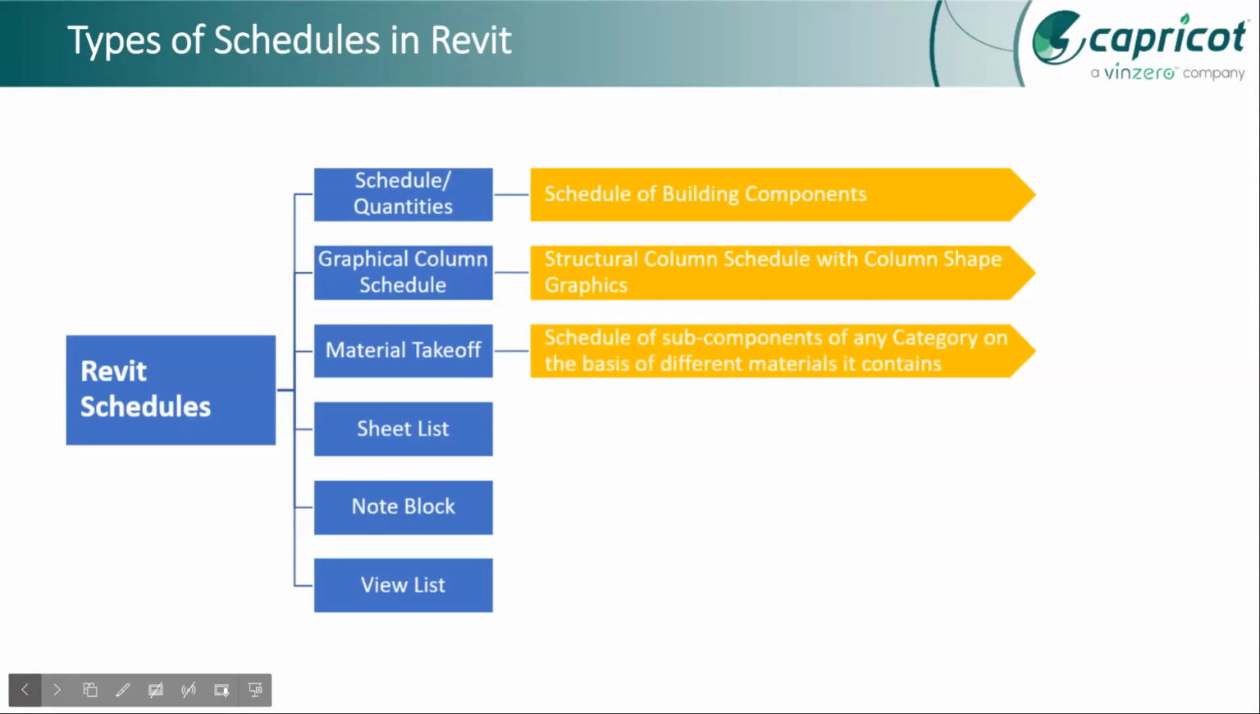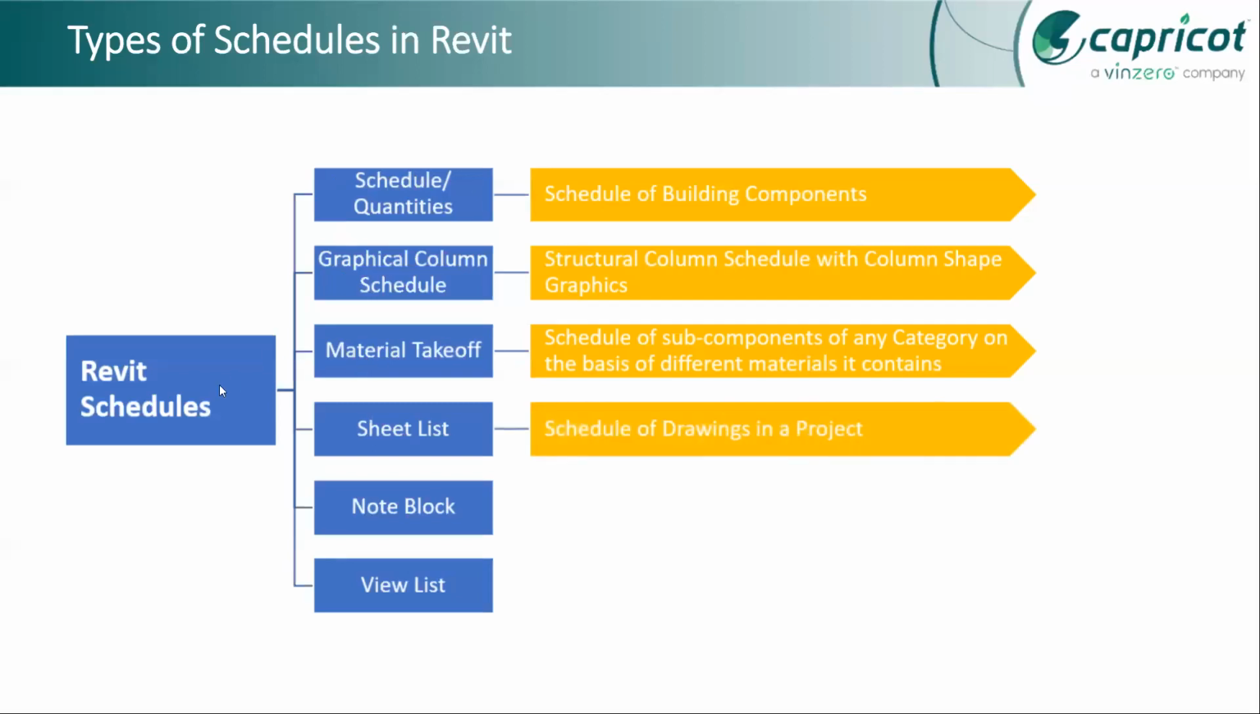Then you have the material takeoff. Material takeoff basically helps you calculate the materials of the subcomponents. Suppose in the schedules and quantities you calculate the quantity of a wall, and there are different layers in the wall. Through material takeoff you'll be able to calculate those different layers of materials. That is the difference between schedules and quantities and the material takeoff.